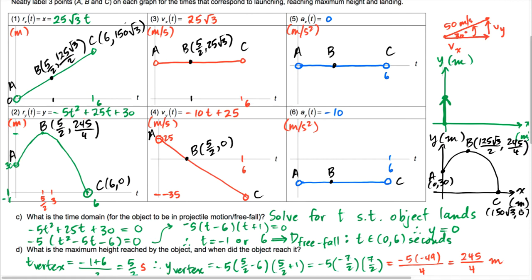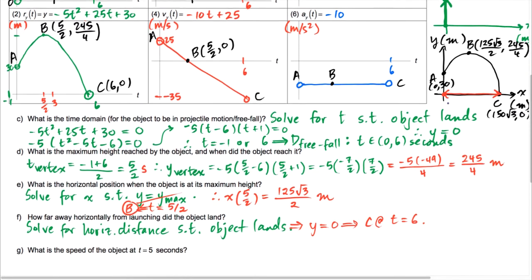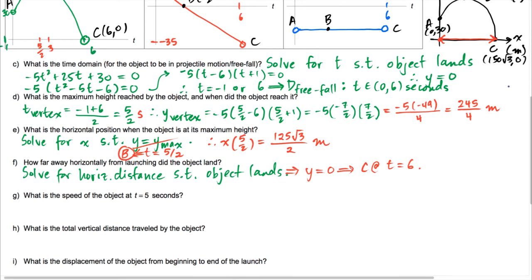And so what we're finding here is, we're asked, the horizontal distance is really just the distance from here to here. And so we know that there's no change in direction, so the final position is the same as the distance here. So we just want the horizontal distance between points A and C. And so that's going to give us 150 root 3 minus 0, which is 150 root 3 meters.